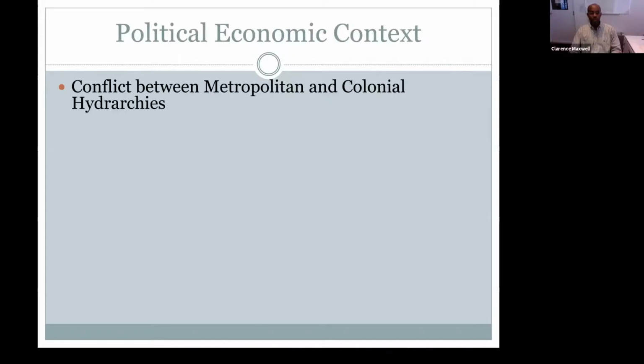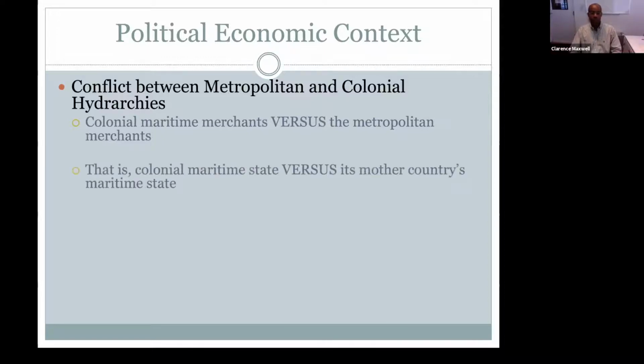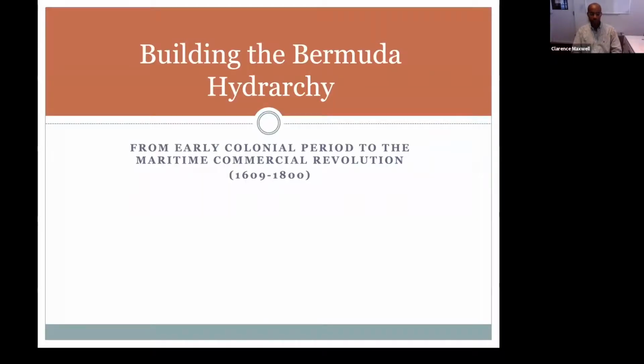One more point. A conflict between metropolitan hydrarchies. There will also be conflict between the metropolitan elite and the colonial elite. Now we come back to the question of colonial hydrarchies. And in that case, this must be seen in three parts. One, conflict between colonial merchants versus metropolitan merchants, which is also how we would look at it between colonial maritime states and the country maritime states. And last but not least, between the metropolitan hydrarchy and the colonial hydrarchy. That takes us directly to the question of Bermuda and the establishment of the Bermuda hydrarchy from there.